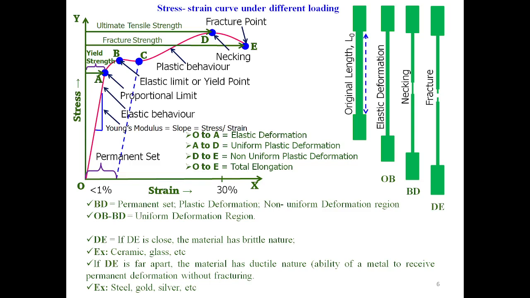The region OA and up to B is known as elastic deformation. The AD region is uniform plastic deformation. The total OD region is the uniform deformation region. DE is non-uniform plastic deformation, and the overall region OE, O to E, is called the total elongation of the material. The right side picture of the metal rod shows the material nature under different loading conditions.